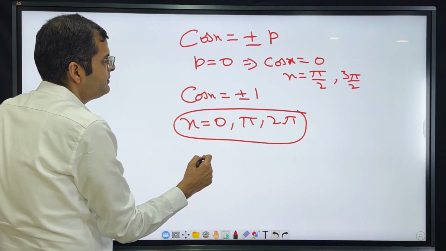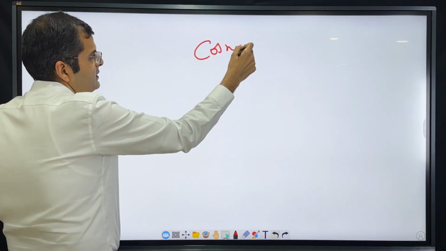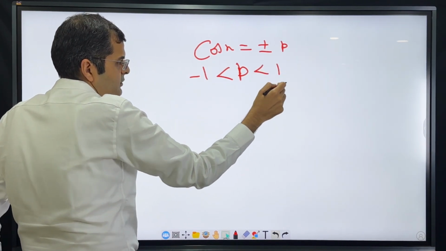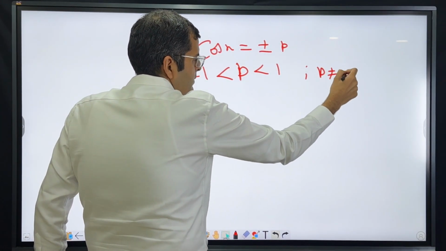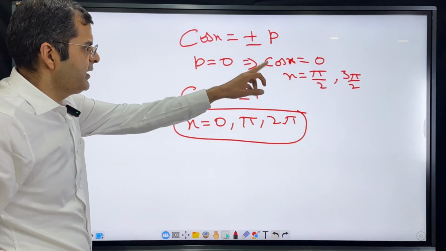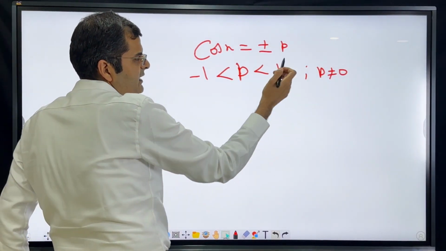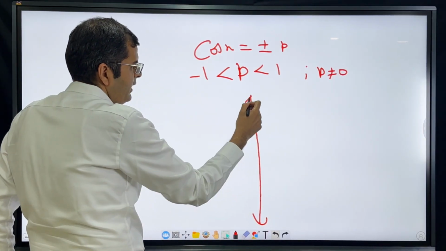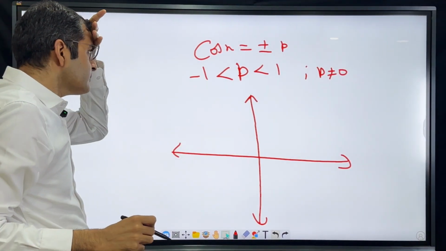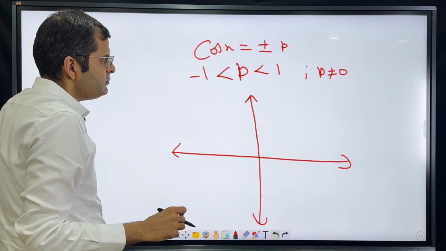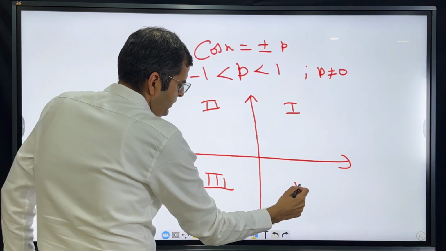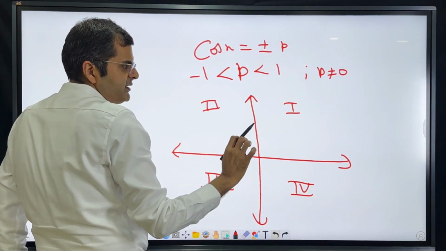Now p is 0 and p is plus minus 1. Other possibility is, right here again, cos x is equal to plus minus p, where p lies between minus 1 and plus 1, and p is not 0, because p is 0 is another case we have already taken into consideration. Now, if p lies between minus 1 and 1, and let's say cos x is p, I'm just taking the positive side of it. This is the first quadrant, second quadrant, third quadrant, and fourth quadrant. p cannot be 0.